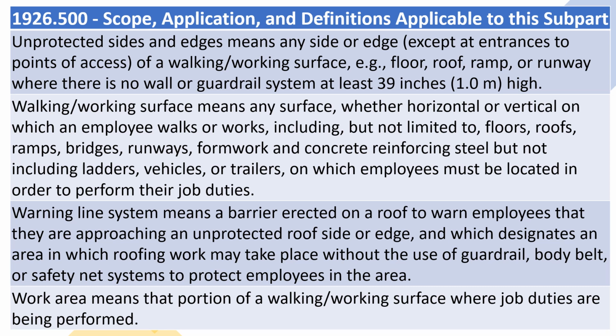Walking/working surface means any surface, whether horizontal or vertical, on which an employee walks or works, including, but not limited to, floors, roofs, ramps, bridges, runways, formwork and concrete reinforcing steel but not including ladders, vehicles, or trailers, on which employees must be located in order to perform their job duties. Warning line system means a barrier erected on a roof to warn employees that they are approaching an unprotected roof side or edge, and which designates an area in which roofing work may take place without the use of guardrail, body belt, or safety net systems to protect employees in the area. Work area means that portion of a walking/working surface where job duties are being performed.